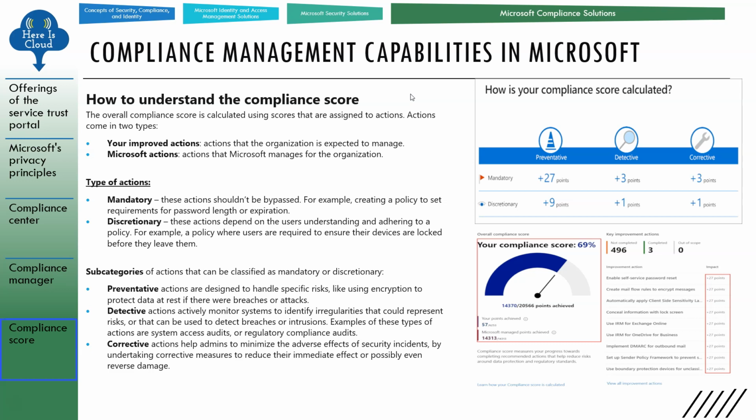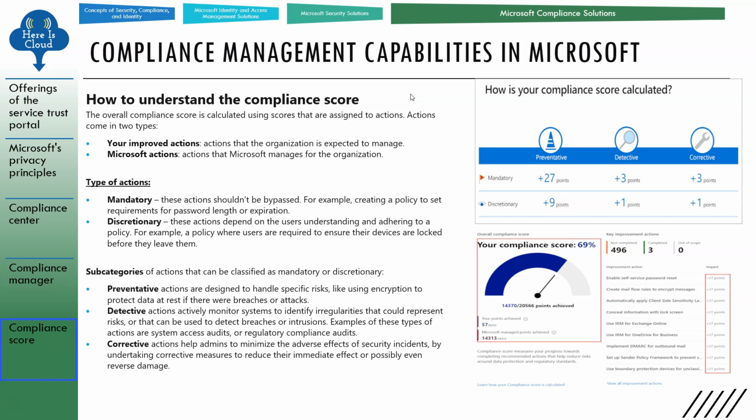So for both of these types, there are three subcategories of action, which are preventive, detective, and corrective. Preventive actions are designed to handle specific risks, like using encryption to protect data at rest if there were breaches or attacks. So this is of a preventive nature. Detective is actively monitoring systems to identify irregularities that could represent risk, and that can be used to detect breaches or intrusions. And corrective helps admins to minimize the adverse effect of a security incident which has already happened. On the right hand side, it shows how it looks in the dashboard.